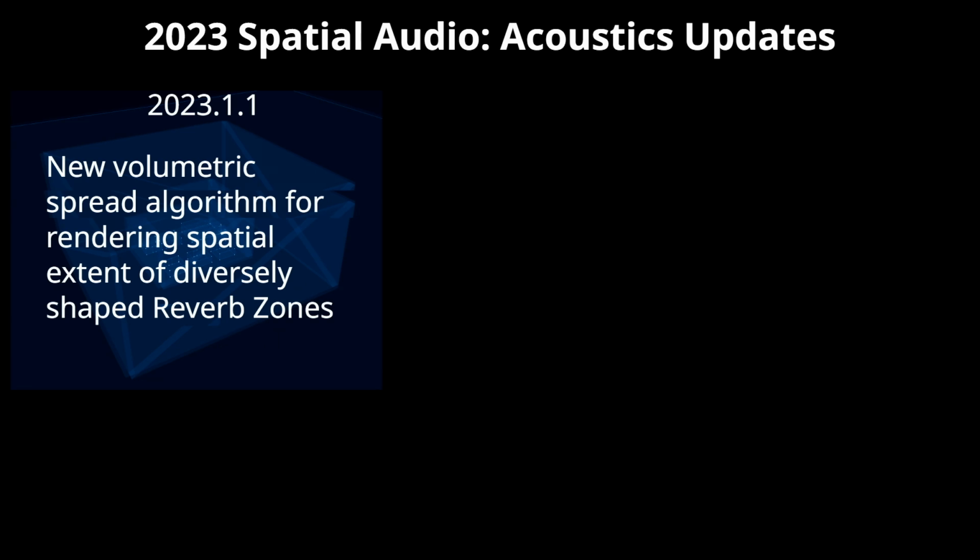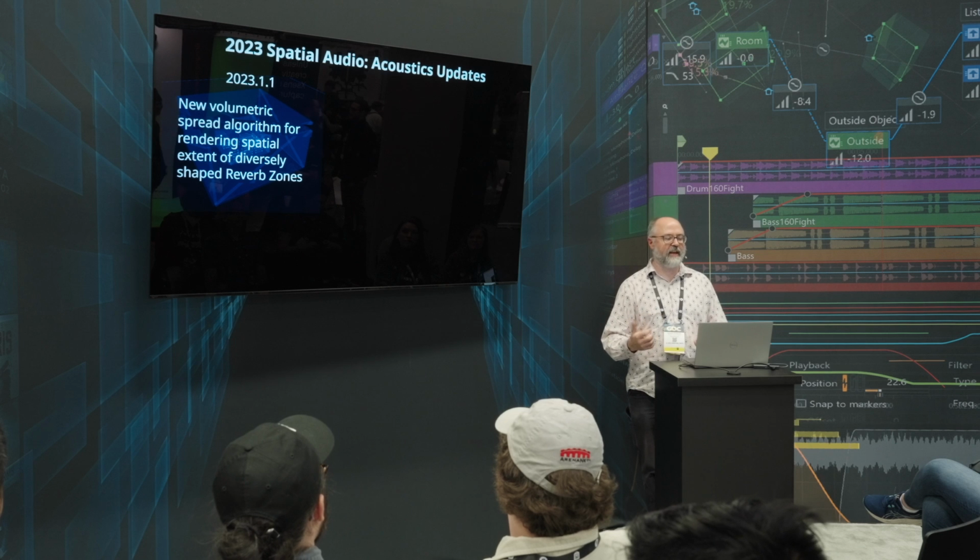Let's talk about some of the updates that came in at our point releases. So each year we do a release of Wwise that lands in the fall, and leading up to that, we beta usually towards the end of spring.